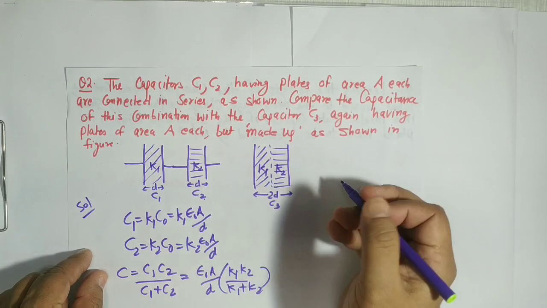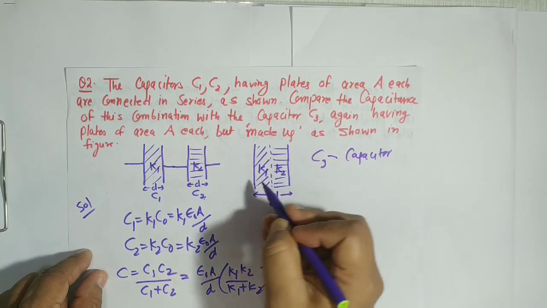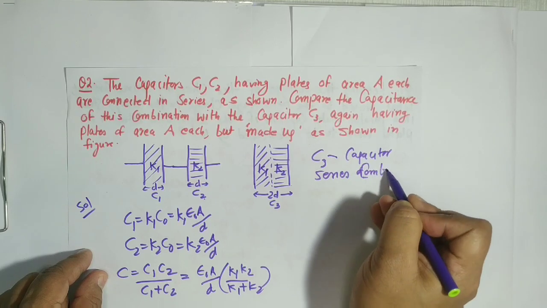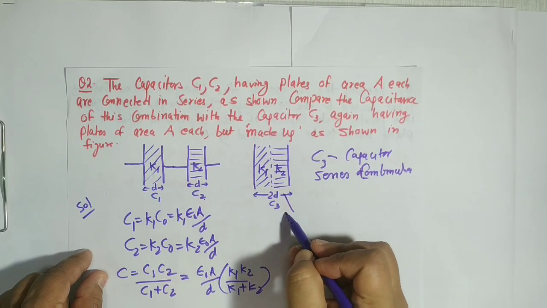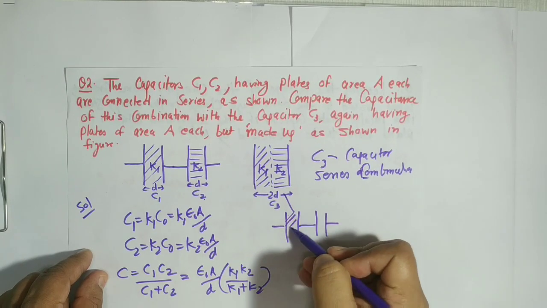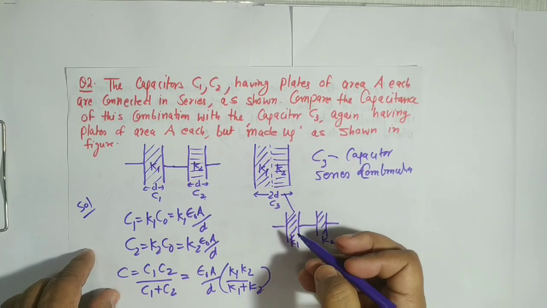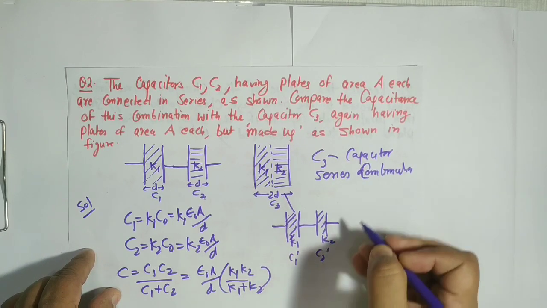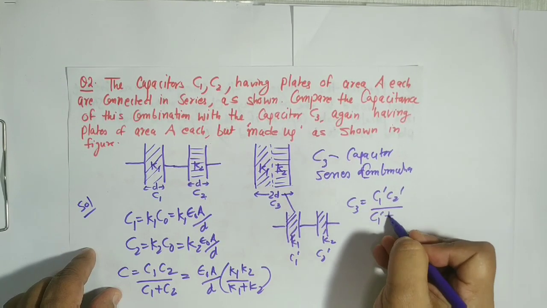Now come to the capacitor C3. If you see, C3 is actually a series combination of 2 capacitors, one of this and another of this. We can break it like this, because one is of K1 and the other is of K2. So we can consider these 2 capacitors as C1 dash and C2 dash. Again C3 will be C1 dash C2 dash upon C1 dash plus C2 dash.